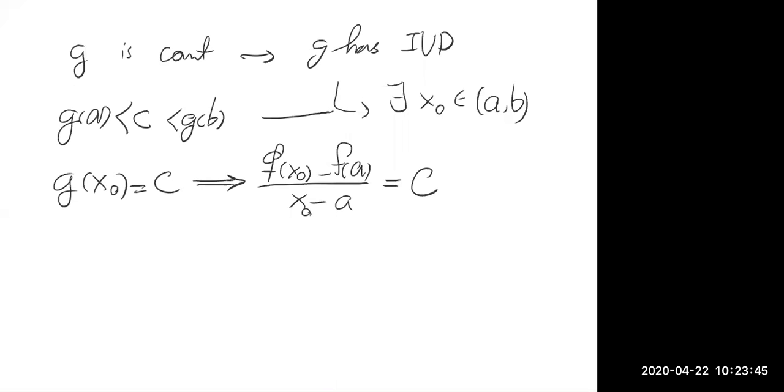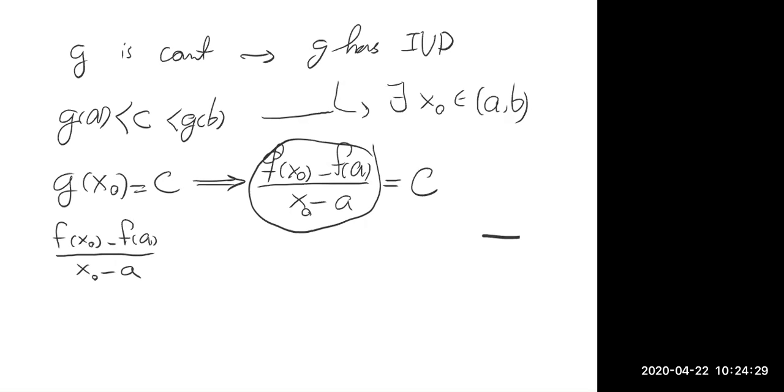Right? Is it clear up to this point? Is there any question? So I defined a new function g, and I showed g is continuous, and therefore we can use the intermediate value property for this new function g. Okay, so at this point we get that f of x naught minus f of a over x naught minus a equals c. But look at this quantity here, f of x naught minus f of a over x naught minus a.